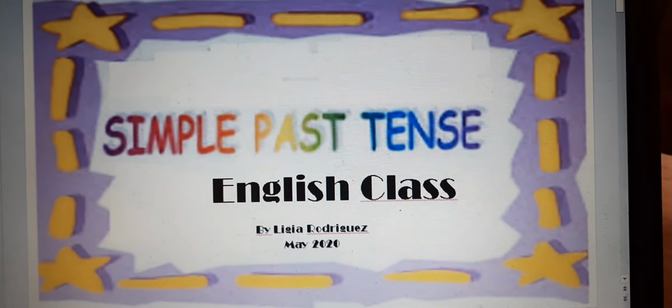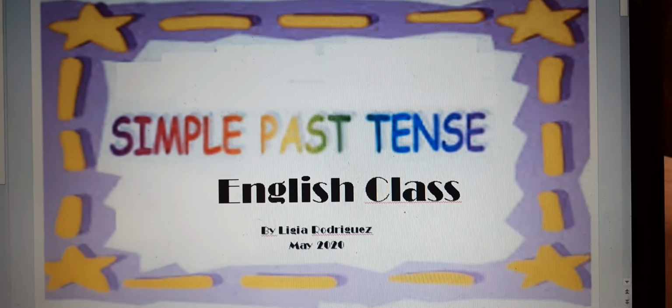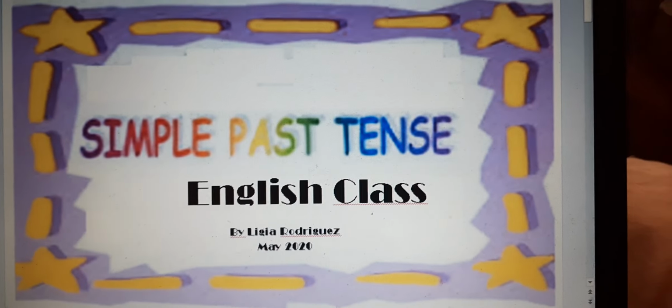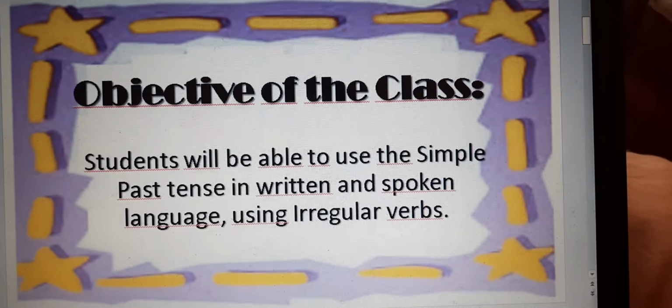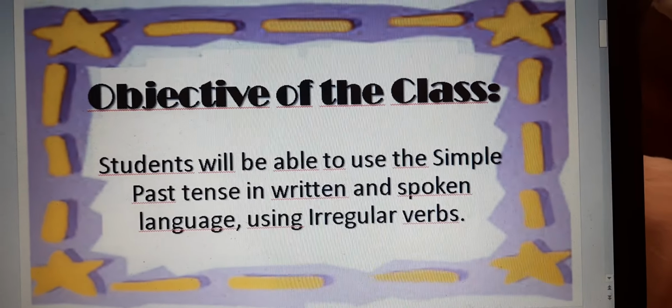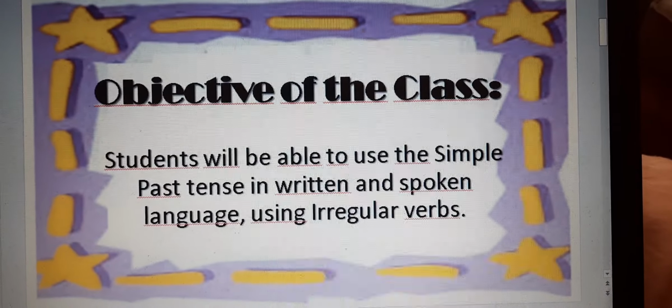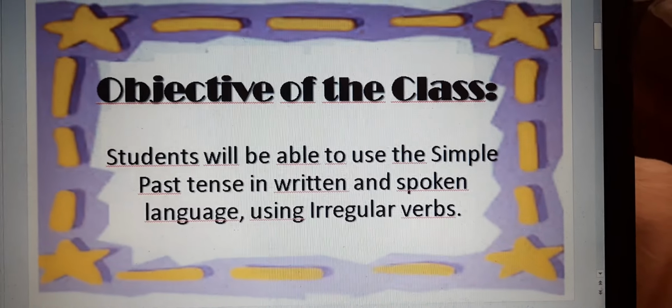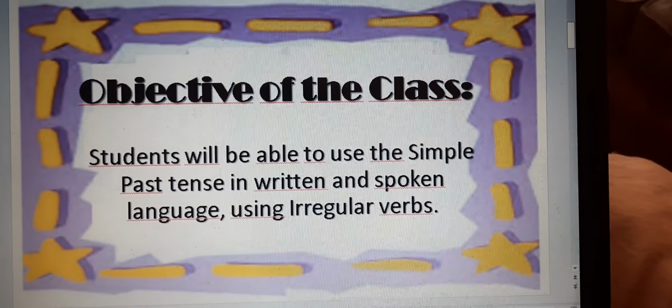Good morning. Today we're going to continue with the simple past. This is English class. What is going to be our objective? Students will be able to use the simple past tense in written and spoken language using irregular verbs.